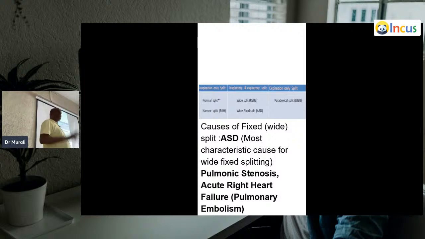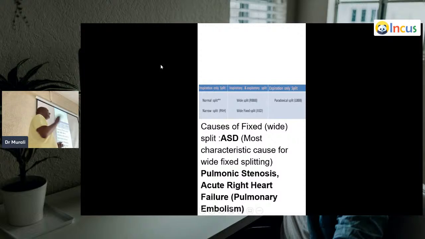Because of the left atrial blood excessively coming into the right side, there is a wide split. But no further widening at the time of inspiration. That's the reason it is called fixed wide. That means it is fixed because with inspiration there is no further widening. That is what you need to emphatically remember. So, ASD, pulmonary stenosis, acute right heart failure, in all these scenarios, a similar thing happens, wide, but it is fixed. But wide fixed split is most characteristic of ASD.